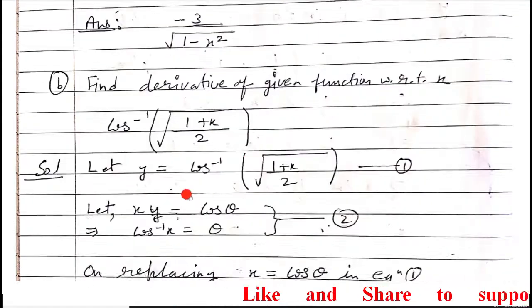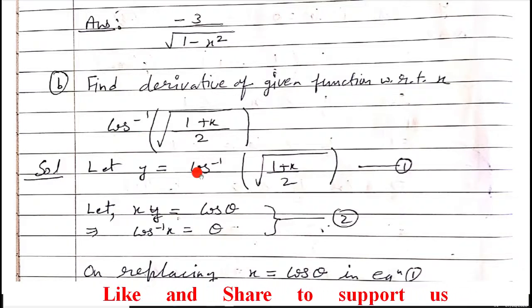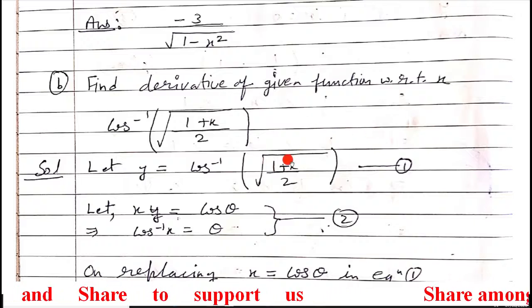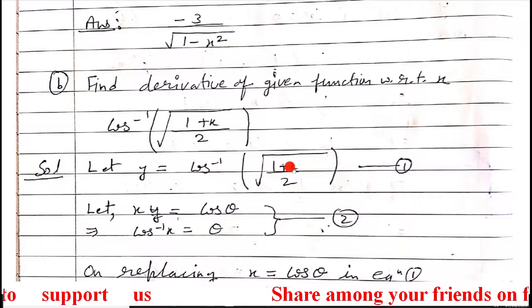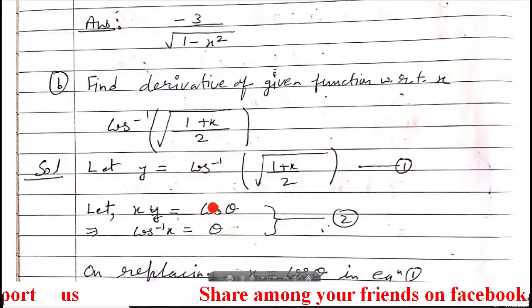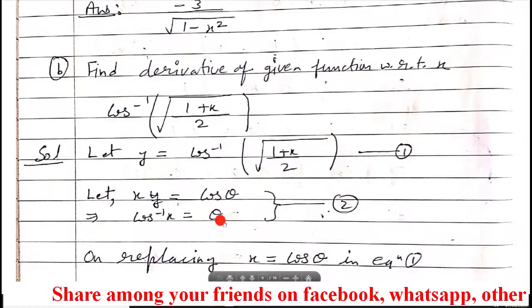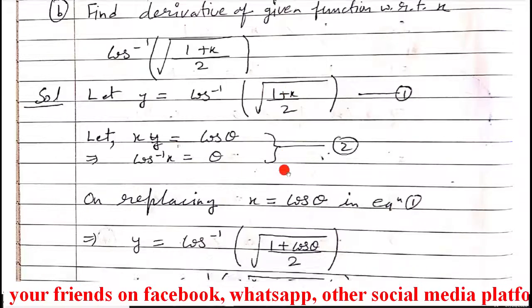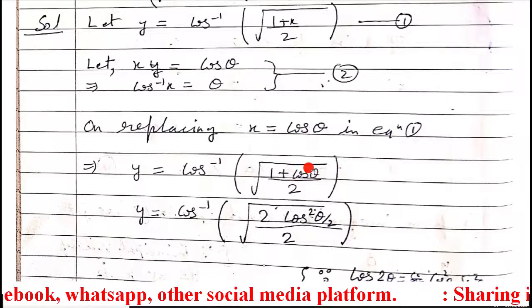Now the second part of question 3: we have to differentiate it. So we'll assume this as equation first, and here the boundary of x is not given, so easily we can do this. Now since here is cos, assume this x as cos theta and shift this cos here, so you will get cos inverse x as theta. Now replace this value of x in this equation. So that will give you root of 1 plus cos theta upon 2. Now 1 plus cos theta.